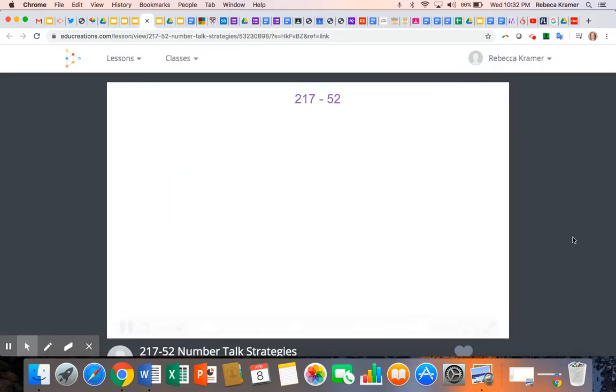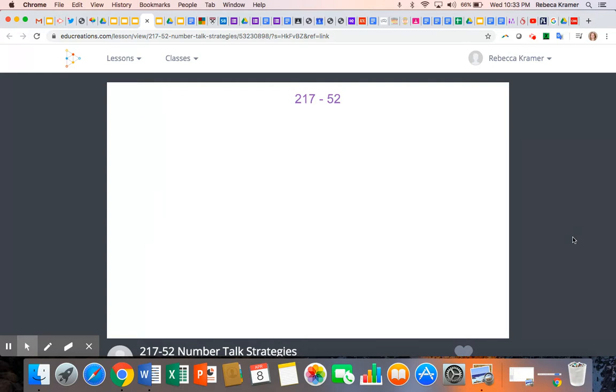Tackling this problem using mental math is a bit challenging. If I think about the traditional algorithm, I'm going to have to do some major regrouping. 7 minus 2 is 5. 10 minus 50, I can't do that, so let's regroup 100 over here. 11 tens minus 5 tens is 6 tens, and I'm left with 100. Like I said, though, that's hard to do using mental math.